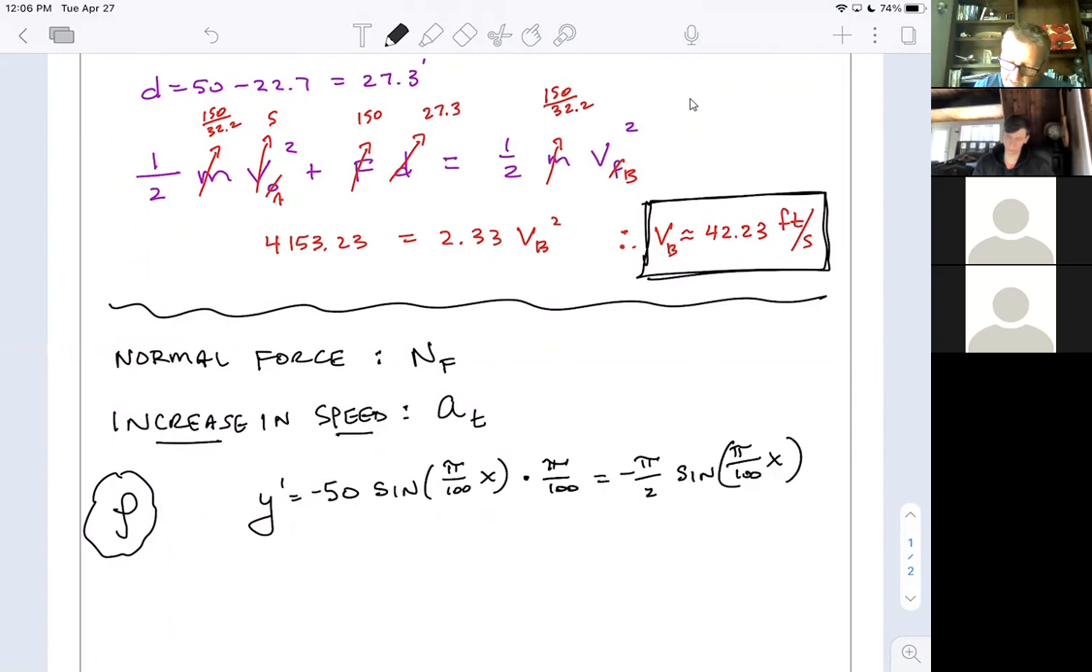And so my location is at B, which has an x value. Since this recipe calls for x, I could stick 35 into that whole mess. I'm just going to type that whole thing in. Negative pi divided by 2 times the sine of 35 pi over 100. When I type all of that in, I get negative 1.3995.